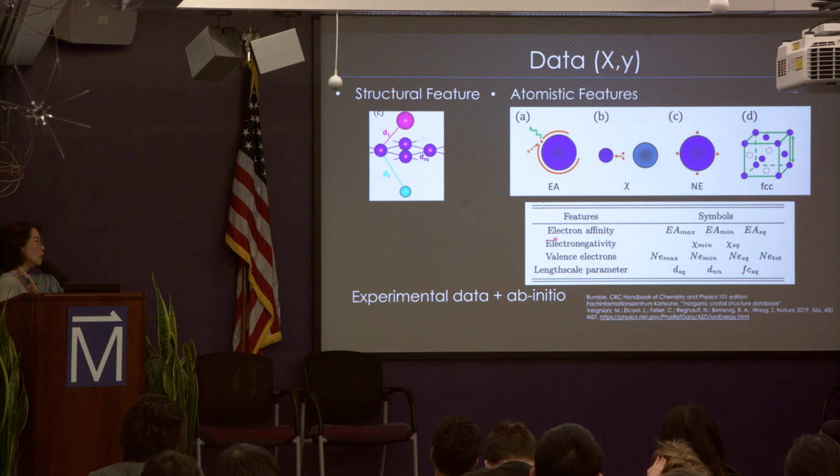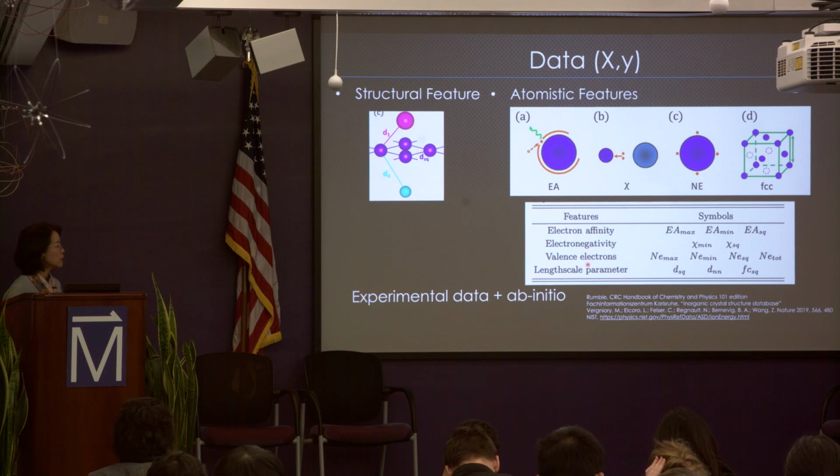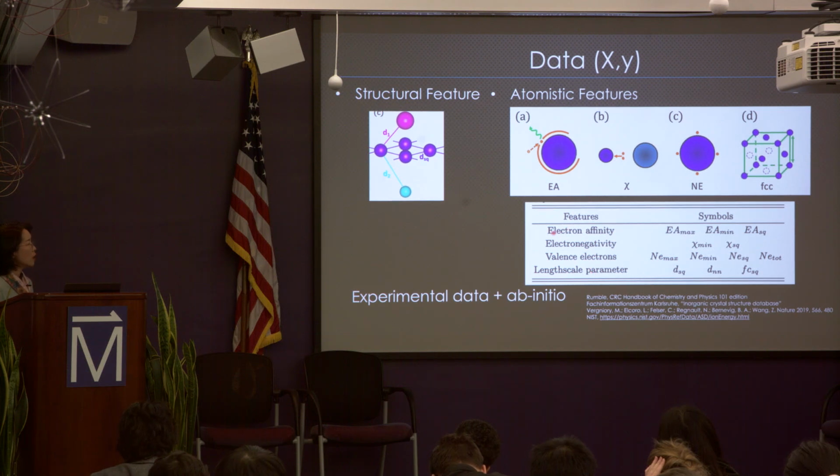The label was obtained from band structure calculations, but the feature data was based on experimental data, because most of these are atomistic properties that you can just look up in the table, the handbook. So these are electron affinity, electronegativity. These are atomistic properties, valence electrons. These are all properties of individual atoms.